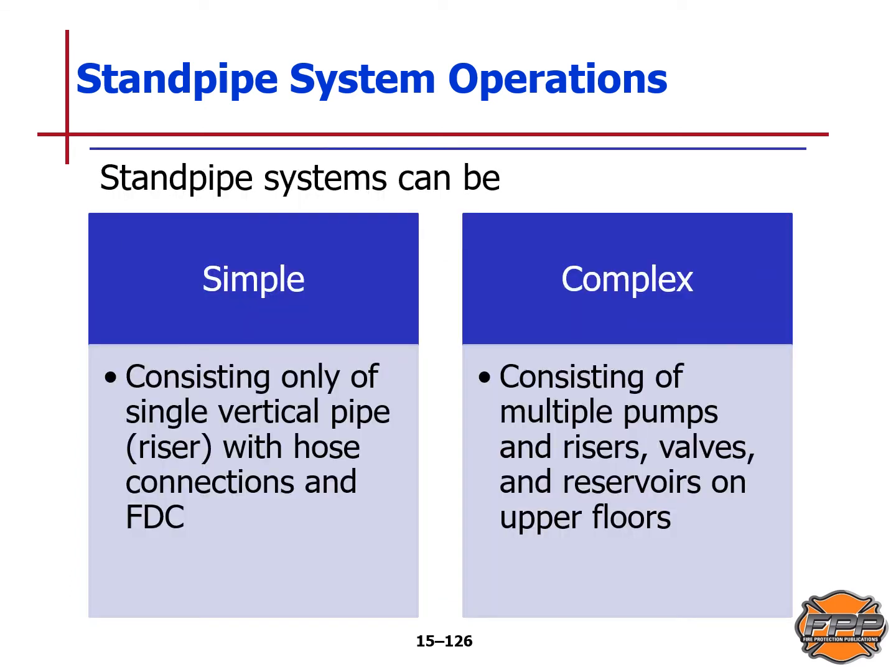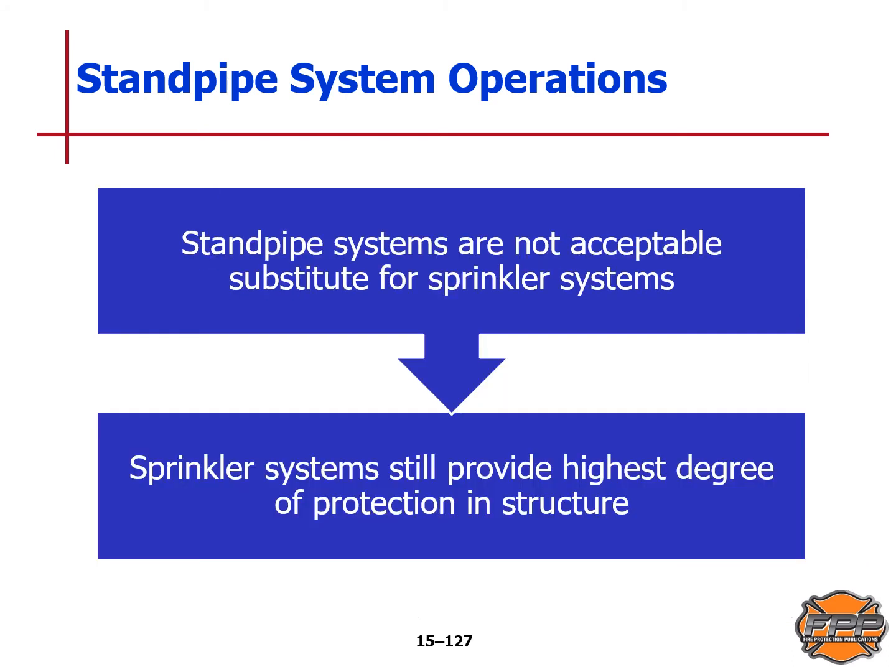Standpipe systems can be simple, consisting of only a single vertical pipe or riser with a hose connection and an FDC. Complex systems can consist of multiple pumps and risers, valves, and reservoirs on upper floors. Standpipe systems are not acceptable substitutes for sprinkler systems, and sprinkler systems still provide the highest degree of protection in a structure.